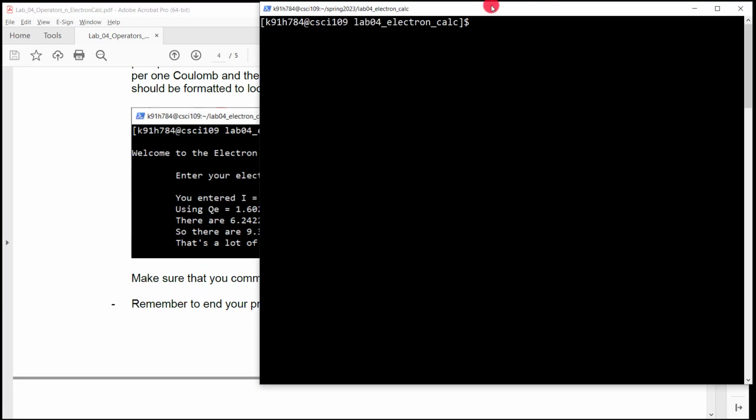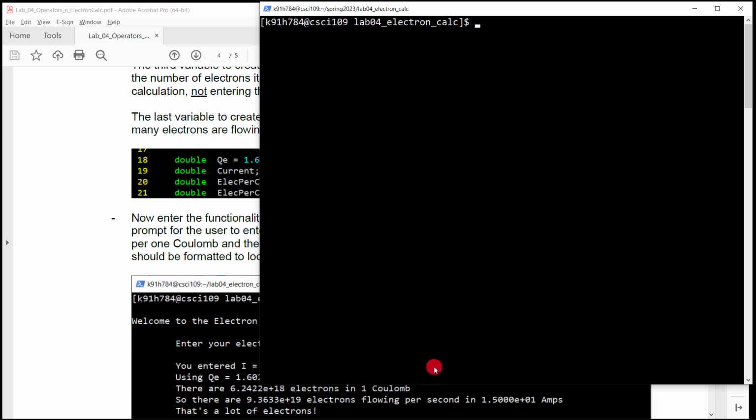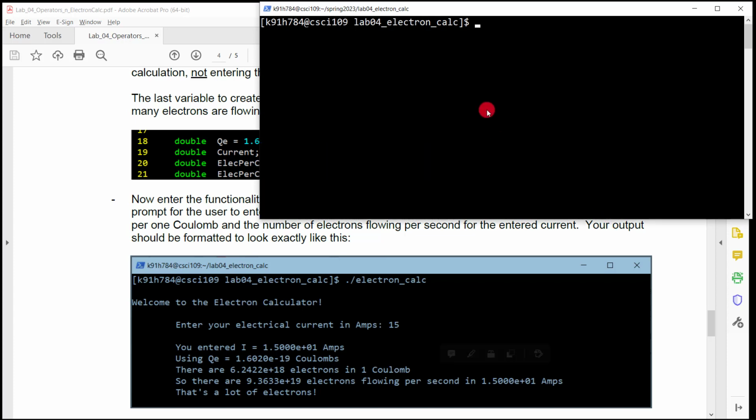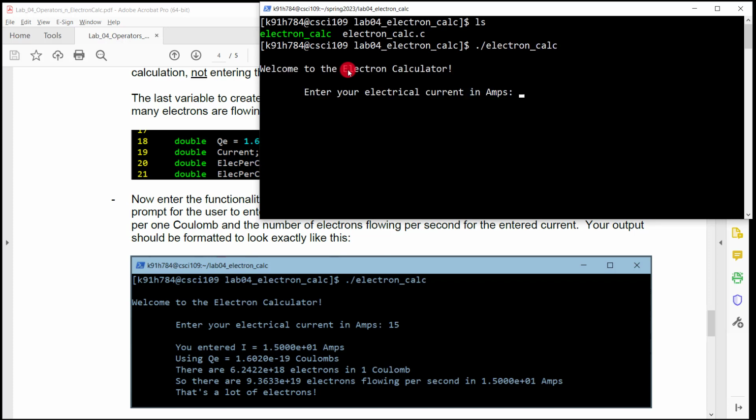So let me show you what this is going to look like. I want you to print out this particular format. Let me get this up here. I need enough room. So this is my code right here. If I look at what's in this directory, I've got electroncalc.c, that's my source code, and then this is the executable. And if I run this, it'll ask you how much current you have. Welcome to the Electron Calculator.